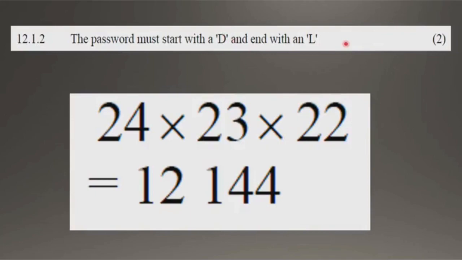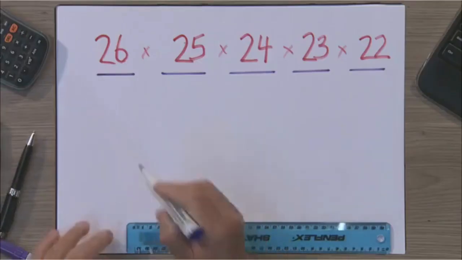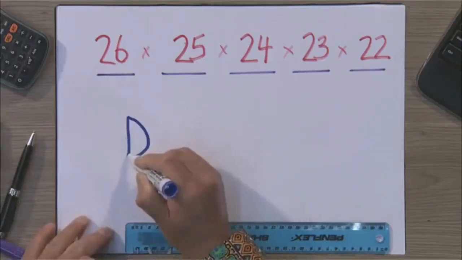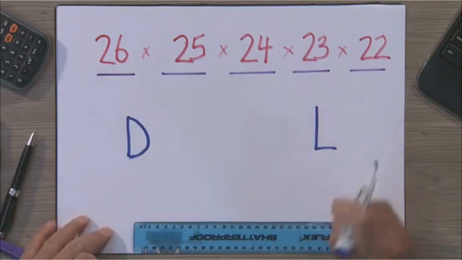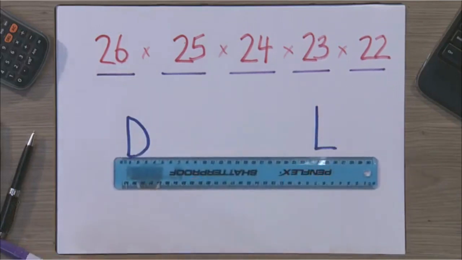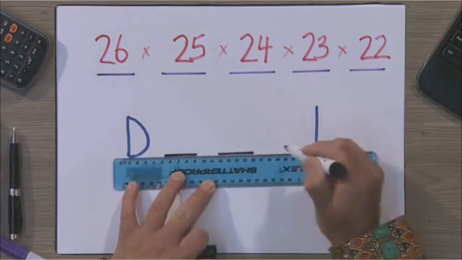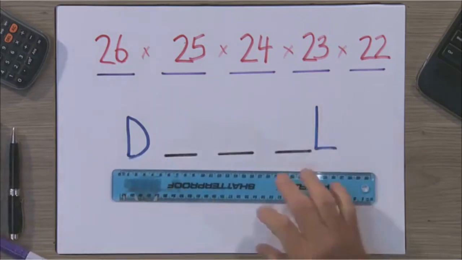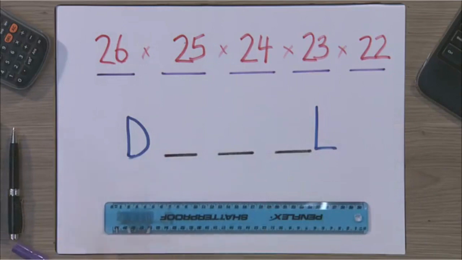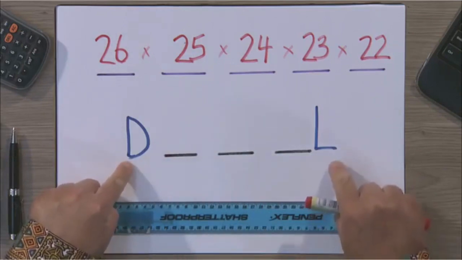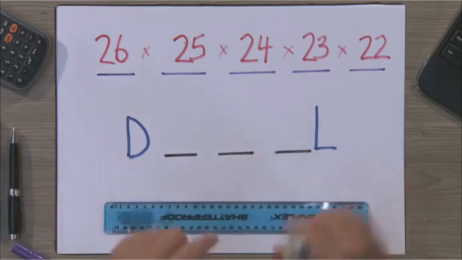So if we look at our paper down here again, it must start with a D and it must end with an L. Remember, the password has 5 spaces. So I'm left with 3 now, and I must find out exactly what goes there. Well, there we have it. It must start with D and it must end with an L. So I've got 3 spaces to fill.